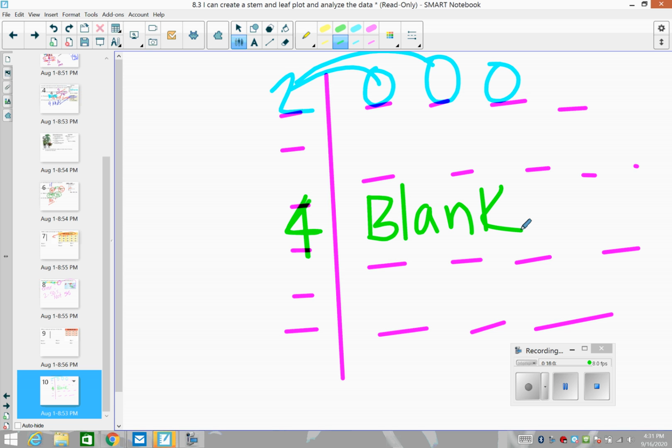Make sure that you leave yourself a key. Make sure you have a title. That is our work for today on stem and leaf plots and analyzing the data.